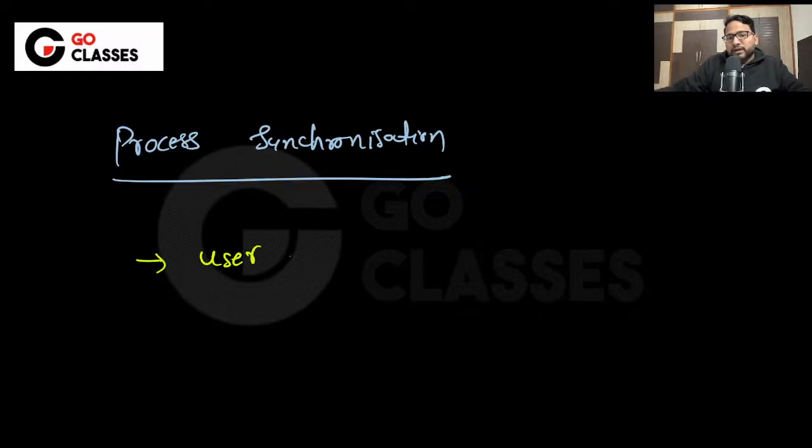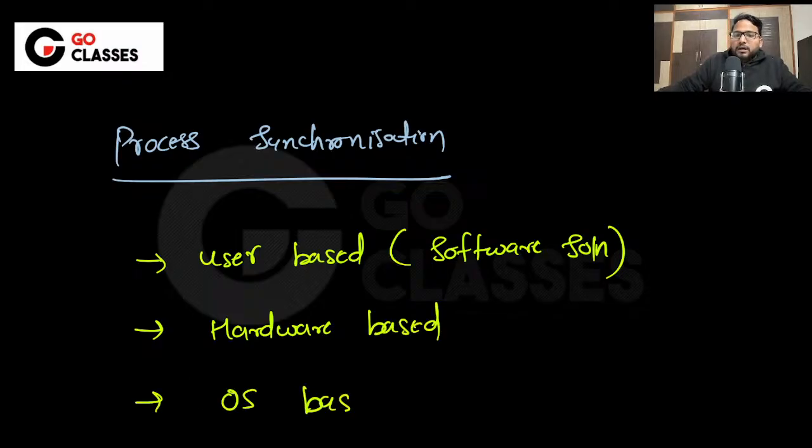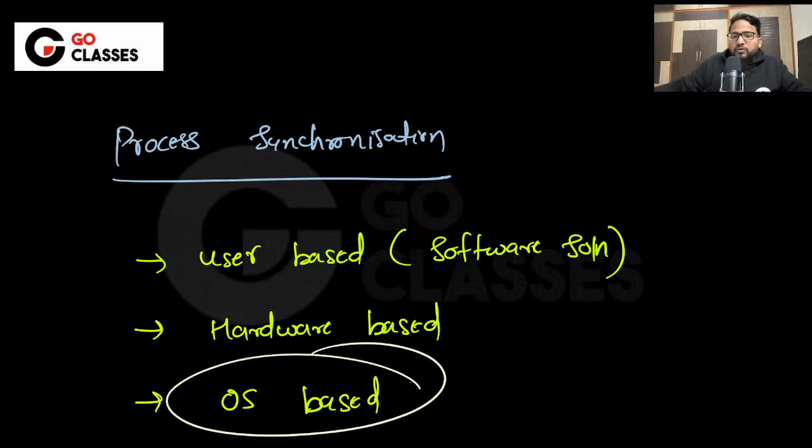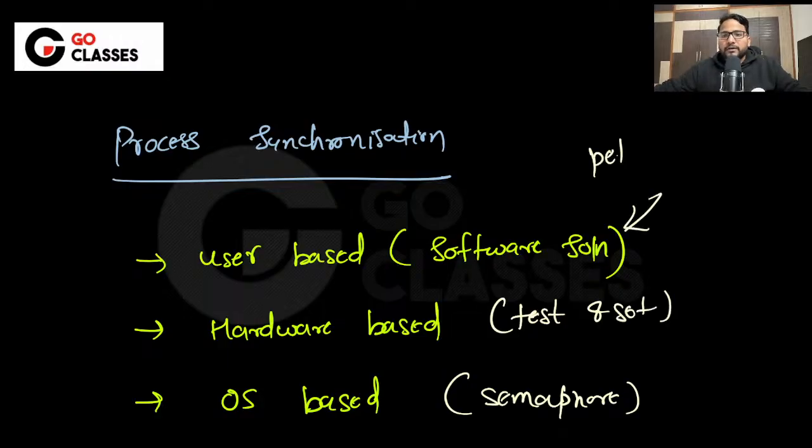Process synchronization is one big issue, but here we have multiple solutions. One is the user-based or software solution. Another is hardware-based. Another is OS-based. Today we are going to see the OS-based solution, which is also called Semaphores, right? And what are the hardware-based? For example, test and set. What are the user-based? For example, Peterson's.